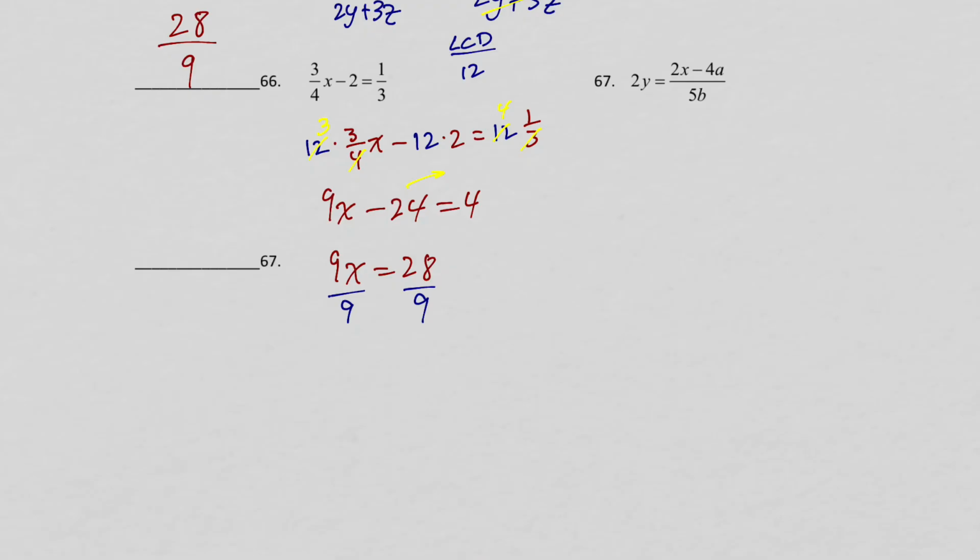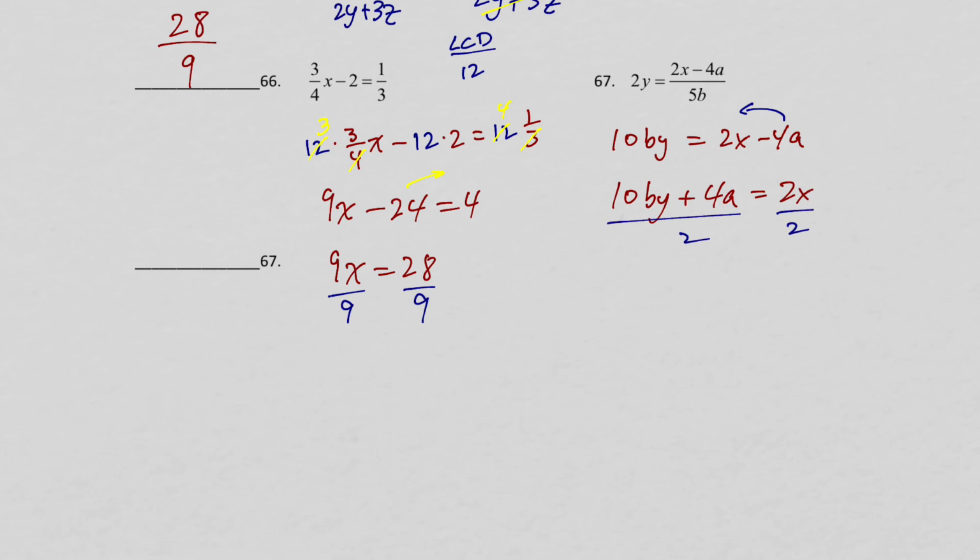Okay, in order to get rid of this fraction, I'll multiply each side by 5b. When I multiply this side by 5b, I get 10by, and when I multiply this side by 5b, those cancel, and we get 2x minus 4a. So to isolate this term, I'm going to move this term across, and it's going to flip signs. So the left side will be 10by plus 4a is equal to 2x. Finally, we'll solve by dividing by 2.